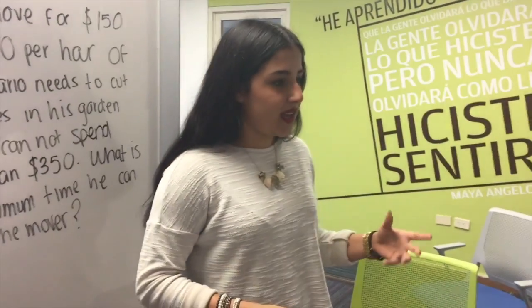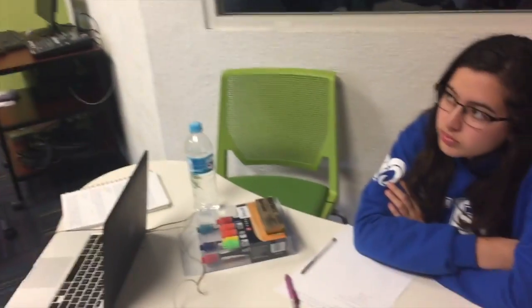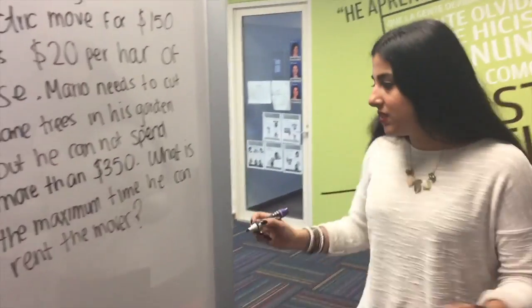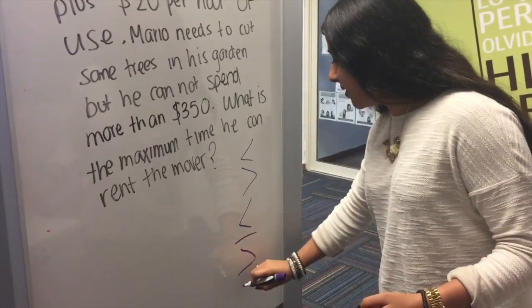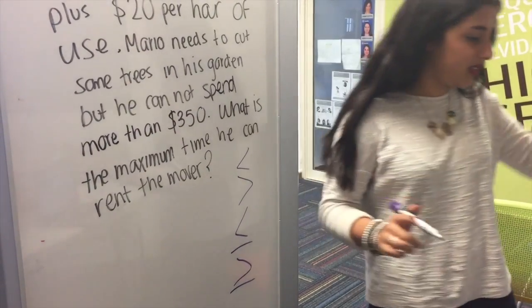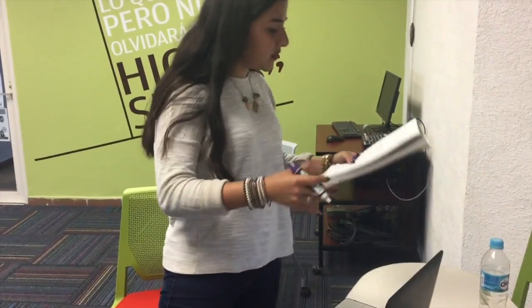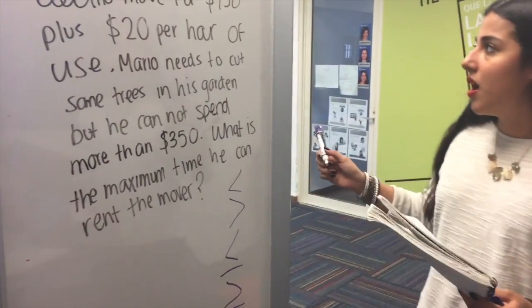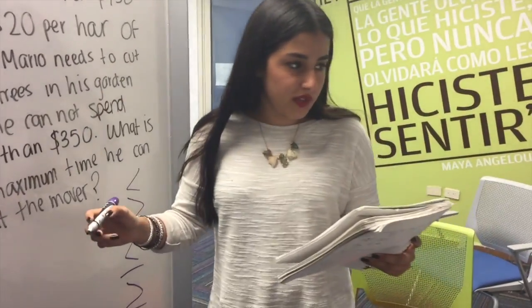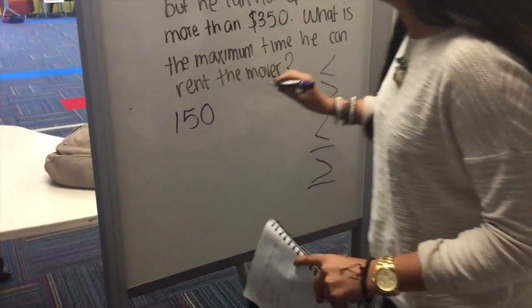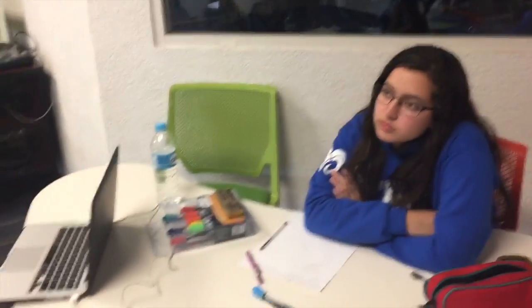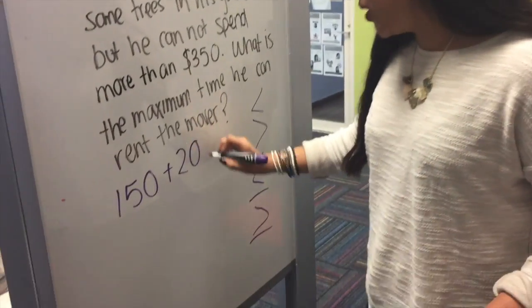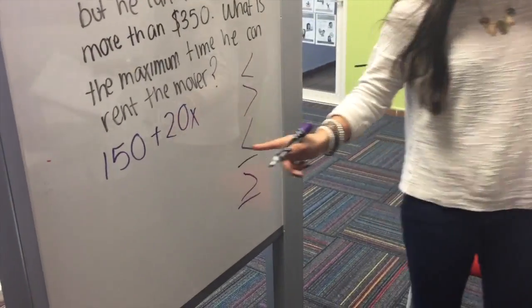Okay, first we have to get out of the way the basic signs of inequalities: greater than, less than, greater than or equal to, or less than or equal to. These are like the basic idea. And okay, first they are telling you that the electric mower is $150, so you put it here. After that, they are telling you that it's plus $20 per hour you use the mower, so it's plus 20, and you add an X because you don't know how many hours it's going to be.